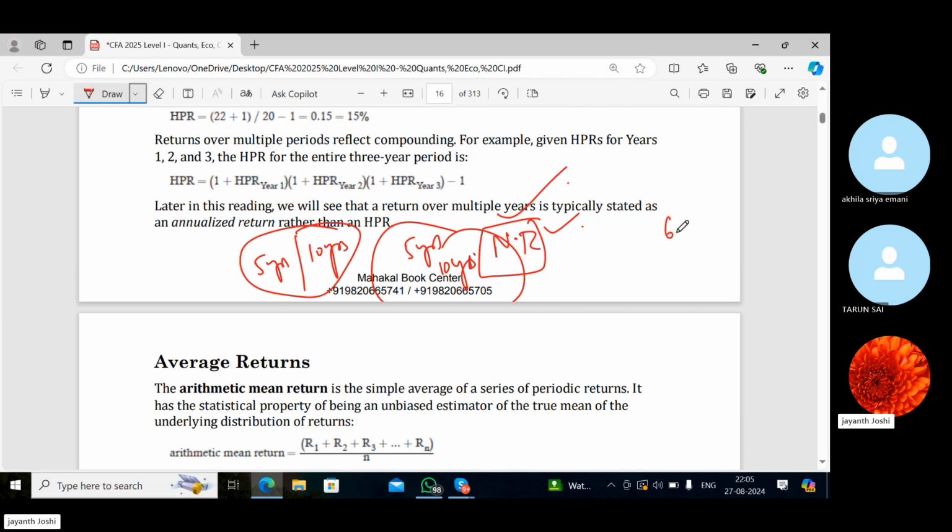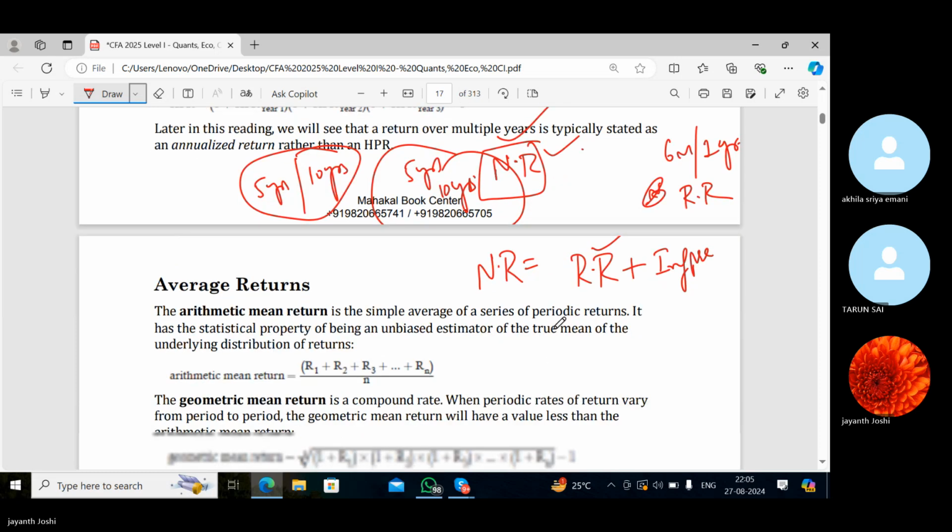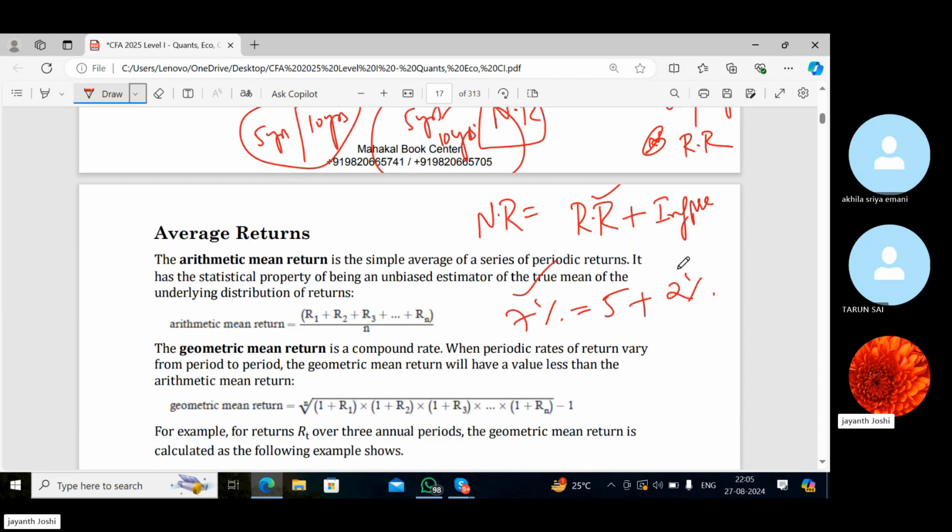But if the investment is only for 6 months to 1 year, you should always expect the real rate of return. So the nominal rate of return is nothing but the real rate, especially the risk-free rate, plus inflation premium. So if 5% is the risk-free rate and 2% is the inflation, 7% is the nominal rate. If someone asks you a question by giving nominal rate and inflation, nominal rate minus inflation is the real rate. So real rate plus inflation is the nominal rate; nominal rate minus inflation is the real rate.